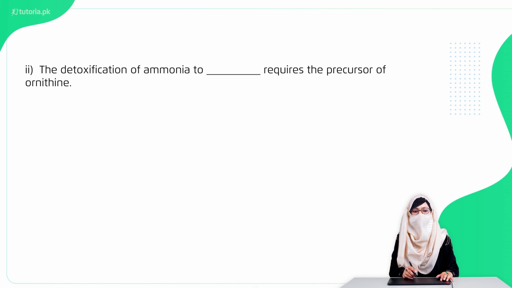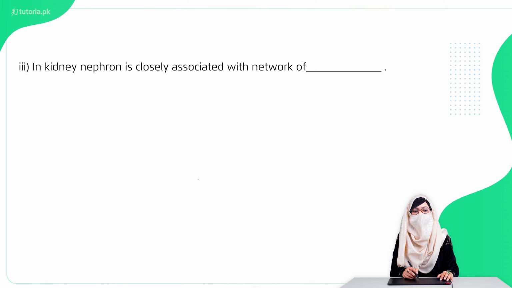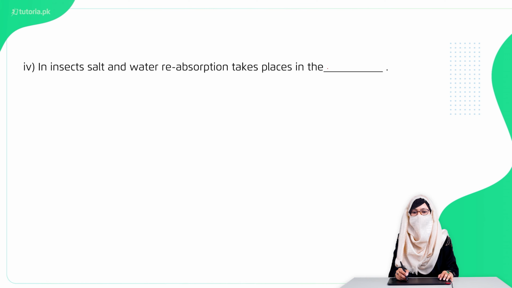Second fill in the blank है: the detoxification of ammonia to dash require the precursor of ornithine. तो ornithine जहाँ बनता है उसको हम लोग कहते हैं यूरिया. Third है: in kidney, nephron is closely related with the network of peritubular capillaries. Fourth है: in insects, salt and water reabsorption take place in the dash. तो right option है rectum.